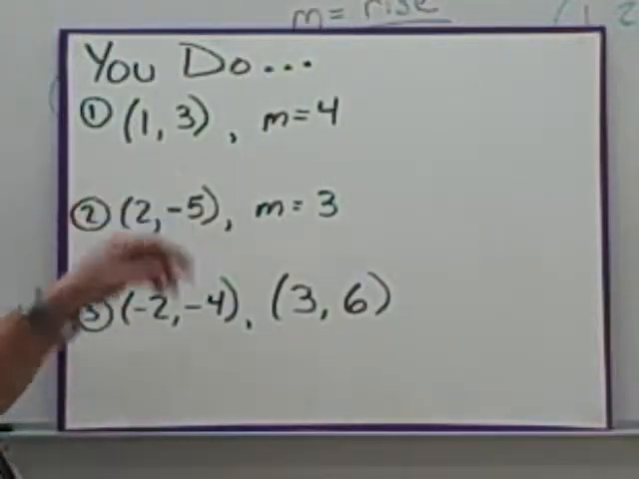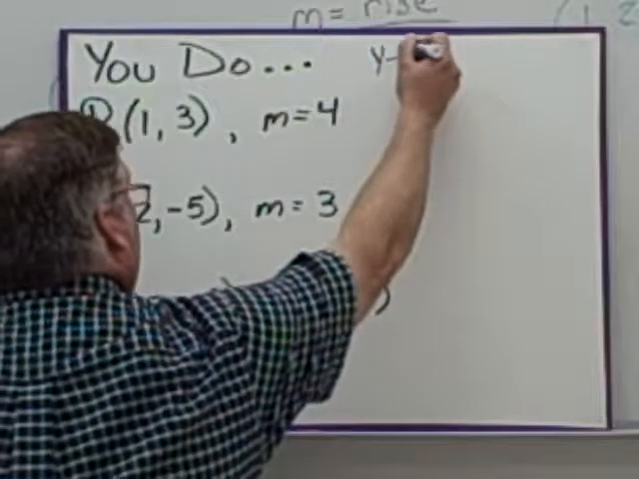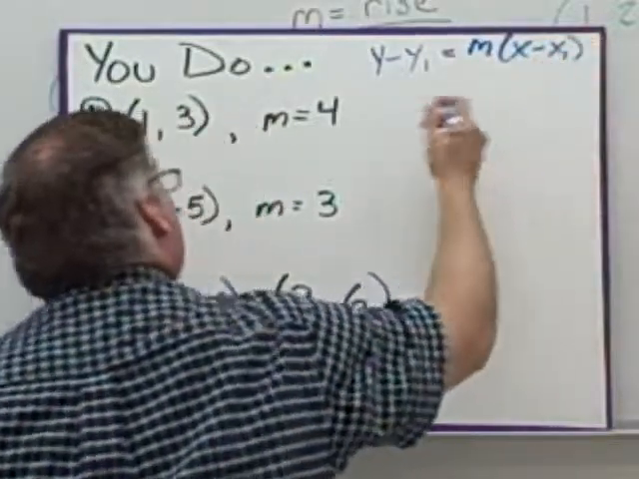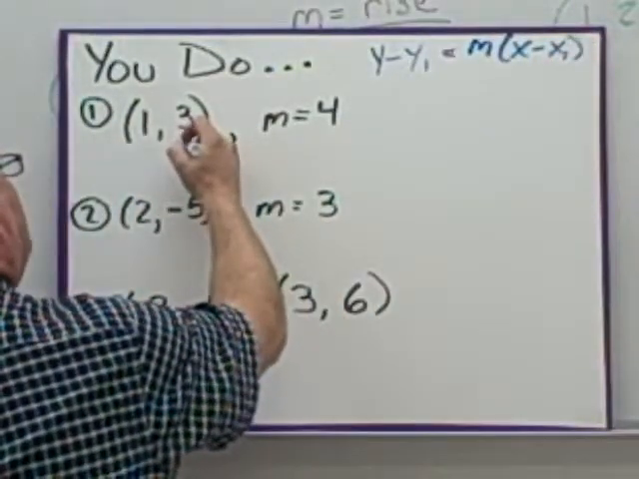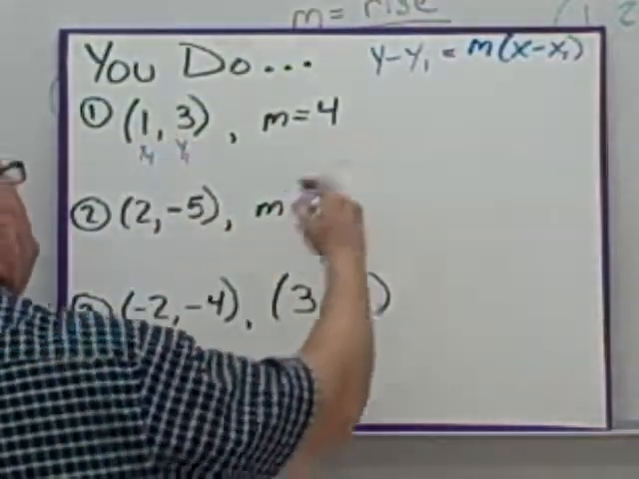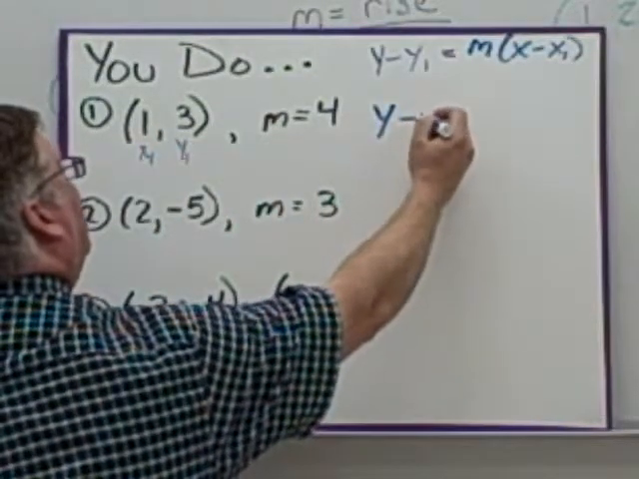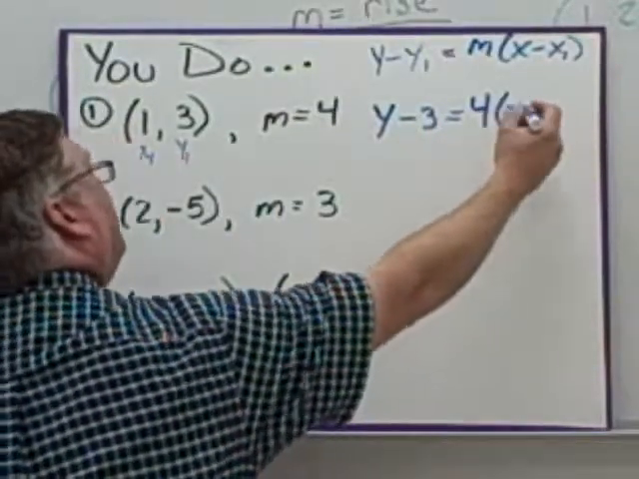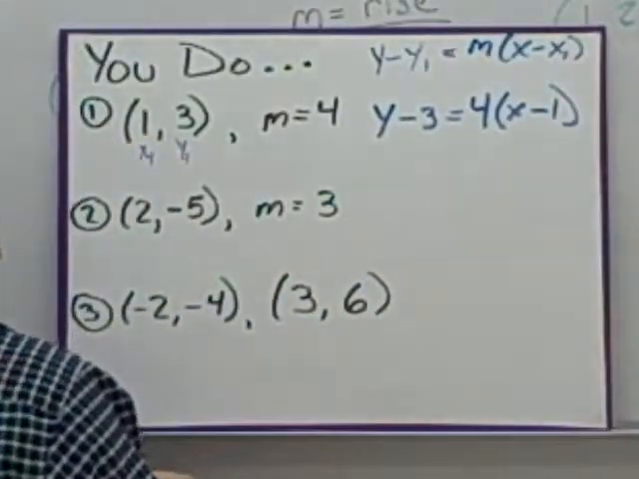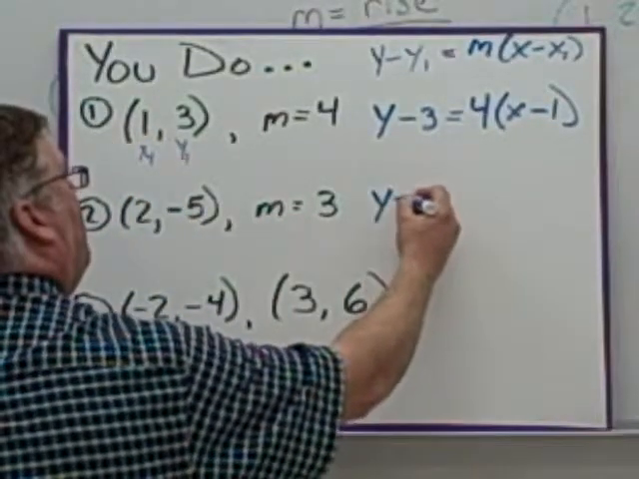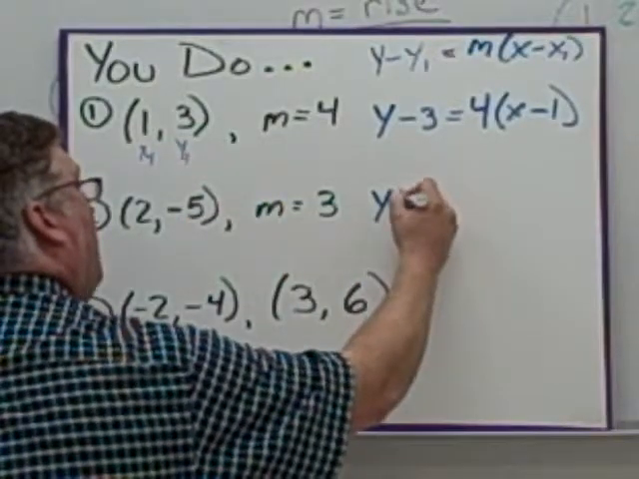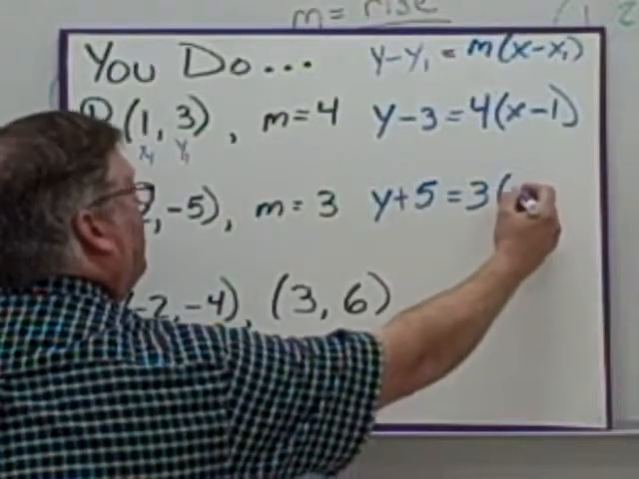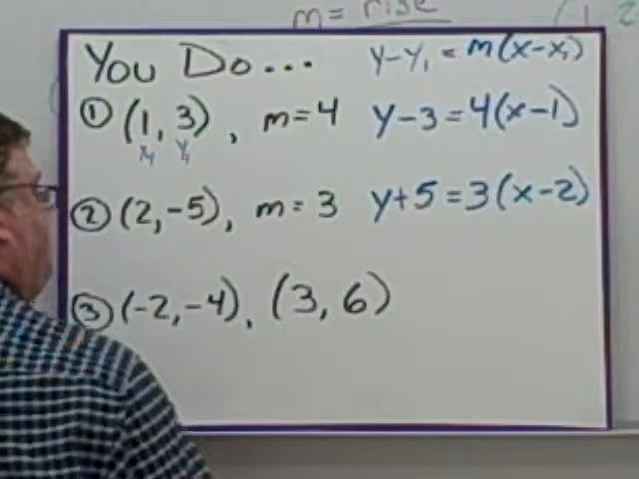Welcome back. Alright, for this one, we're going to use that y minus y1 equals m times x minus x1. This is going to be our y1, and this is going to be our x1. So we get y minus 3 is equal to the slope of 4 times the quantity x minus 1, and that's your equation. Here we have y minus the y value of negative 5, so it becomes y plus 5 equals the slope of 3 times x minus 2.